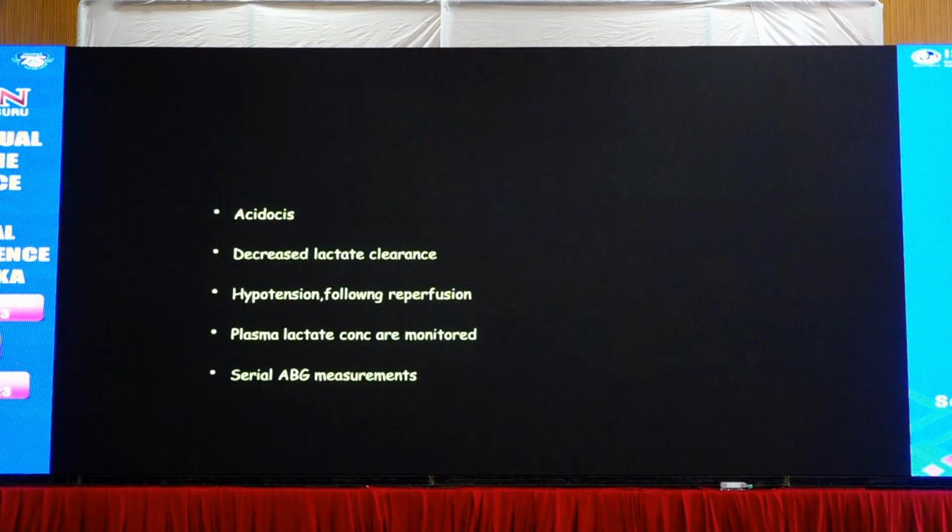Acidosis is another metabolic derangement which happens. Mostly it is metabolic, due to decreased lactate clearance. Lactates accumulate because of hypotension following reperfusion, and liver manipulations, and there are situations where there is no liver at all in the patient till the new liver comes in. So plasma lactate concentration is always monitored serially, and you do serial ABG measurements, which give you information about lactates as well as electrolytes and sugar. So that is one thing we do quite regularly.